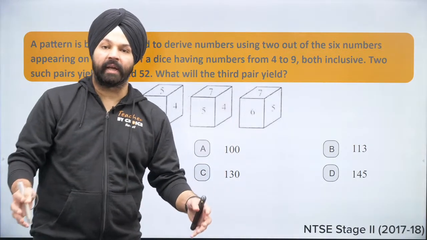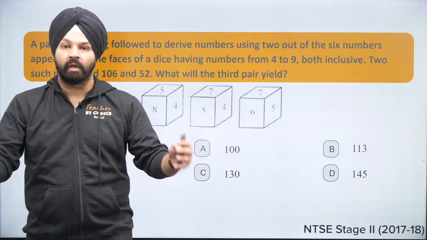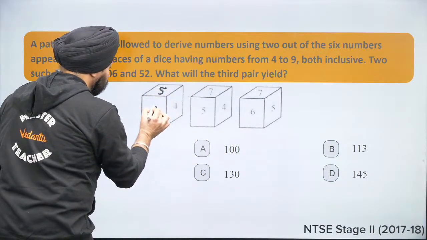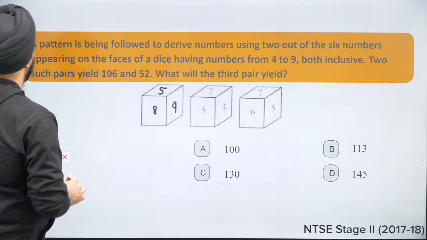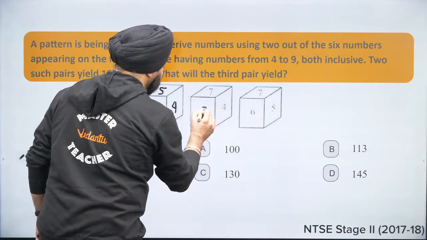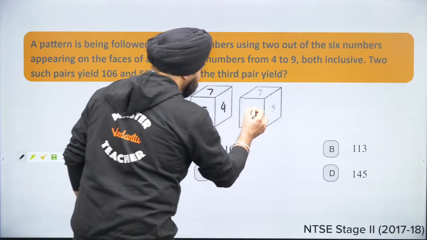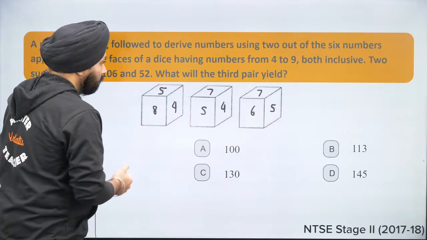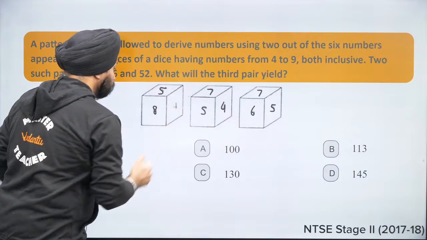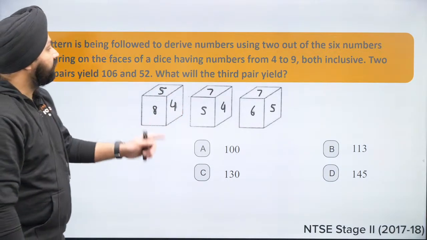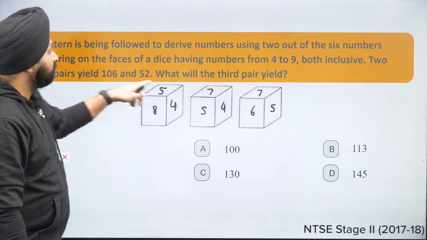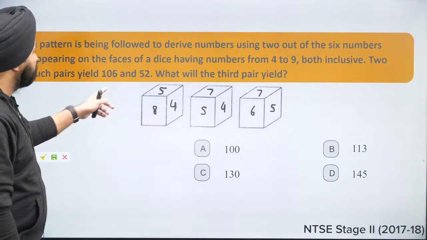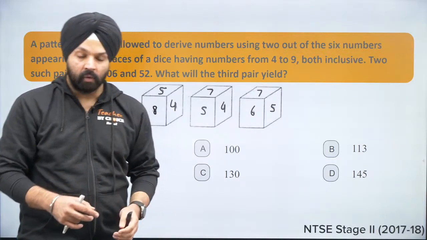Now, this is a question of coding decoding mixed with cubes. For better understanding, मैं थोड़ा इनको डार्क कर देता हूं. Numbers are 4 to 9, which are mentioned like this. So these are 3 dice, and he tells you that 6 numbers are there from 4 to 9: 4, 5, 6, 7, 8, 9. He also tells you that these are the 3 views of that dice. 2 such pairs yield 106 and 52. He says out of 6 numbers, we have picked pairs of 2.